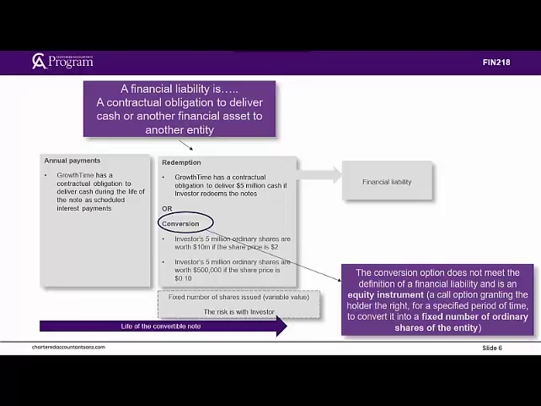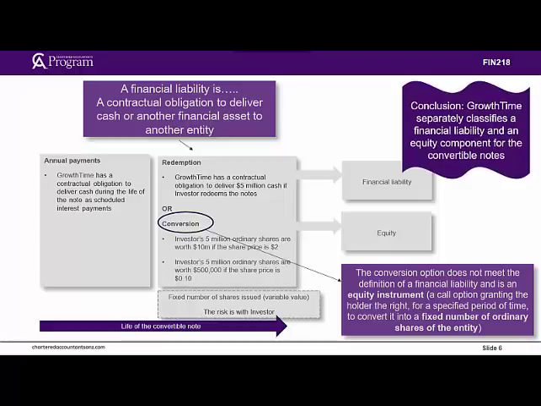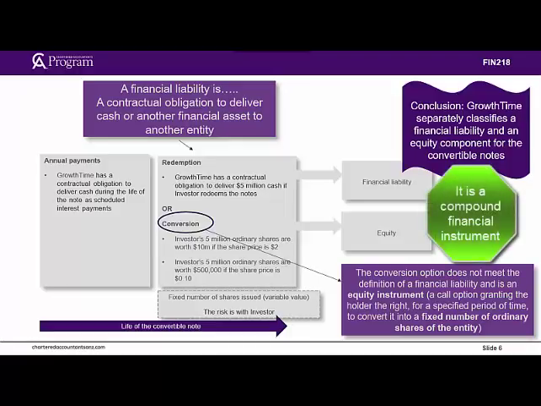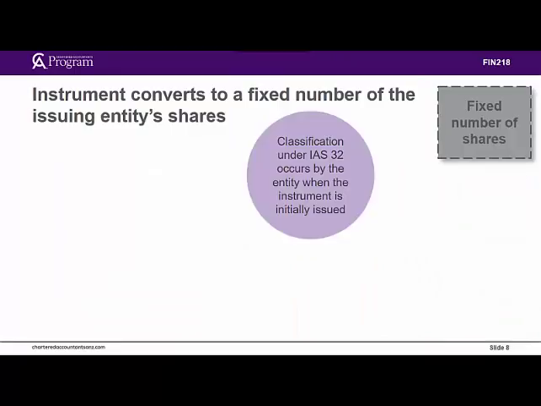It's a call option. That is, Investor holds the option to buy the shares in Growth Time and they get a fixed number of ordinary shares. So what we find then is the conversion feature in these convertible notes is an equity instrument. So Growth Time needs to separately classify a financial liability in respect of the redemption option and an equity component for the conversion part of those convertible notes.